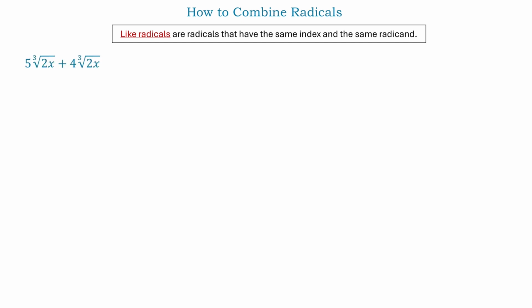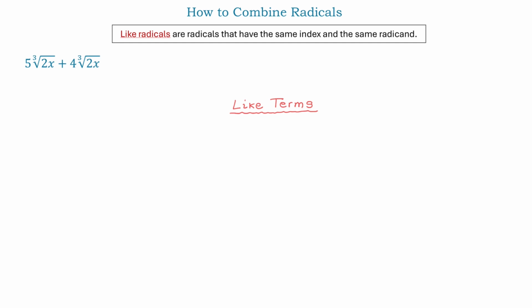For example, the expression 5 times the cube root of 2x plus 4 times the cube root of 2x has two like radicals because they both have the same index 3 and the same radicand 2x. The first radical has the coefficient 5 and the second the coefficient 4. We add or subtract like radicals just like we add or subtract like terms.